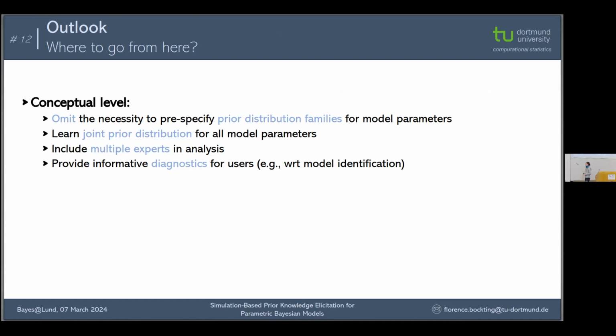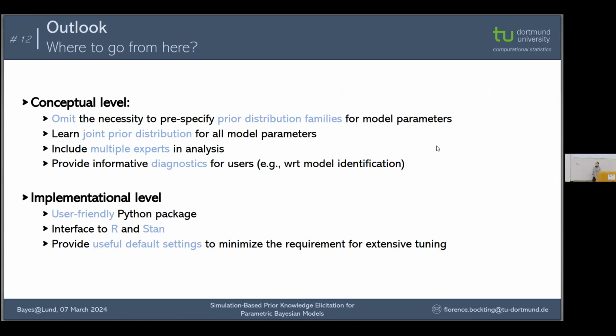Furthermore, at the moment we are focusing on one expert, but of course it would be nice to have multiple experts in the analyses. And then it is important, and we are working very hard on it at the moment, to provide informative diagnostics so that we can give guidelines to the user of the method on how to work with this whole workflow.